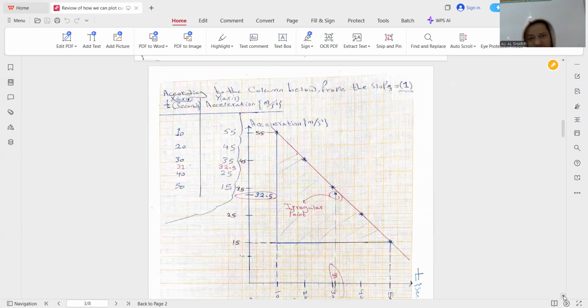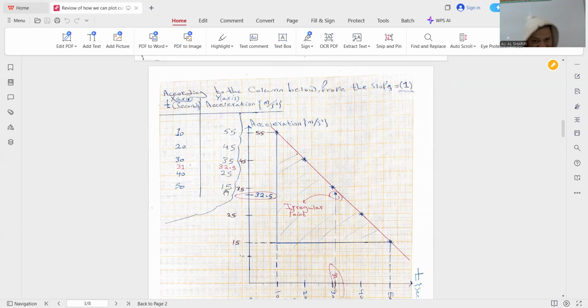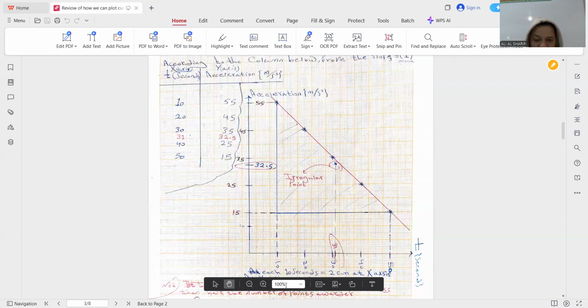Here, another one. When you take a look at the columns, it's clear. When one of them increases, the other decreases. That means I have a linear relation, but here it's a reverse relation, not like the previous one. Here at x and y, each 10 seconds equals 1 centimeter. By that, 50 equals 5 centimeters. Each 1 centimeter equals 5 kilometers per hour.